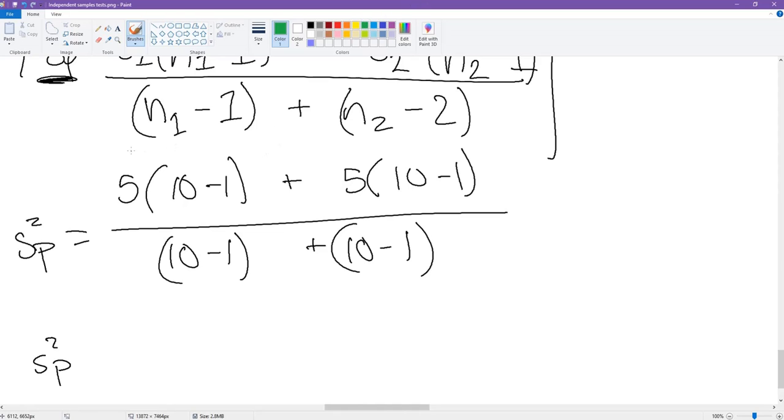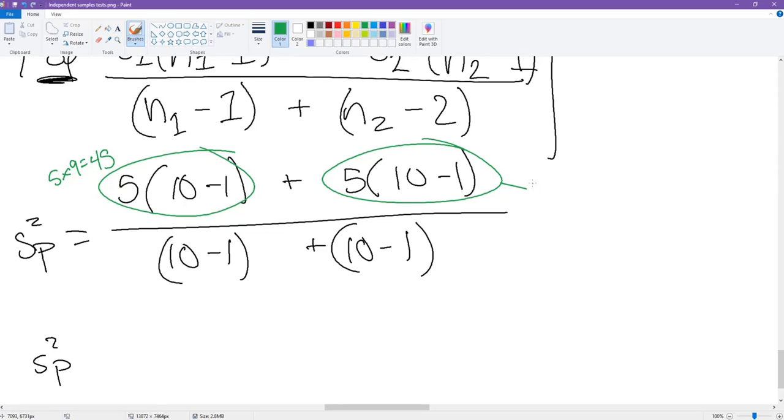I'm going to do this in green. This sums down to 5 times 9 gets me 45. This sums down to, well, same thing, 5 times 9 is equal to 45. Not sure why I did the math together. When I add 45 plus 45, I'm going to get 90. So I'm dividing 90 by something.